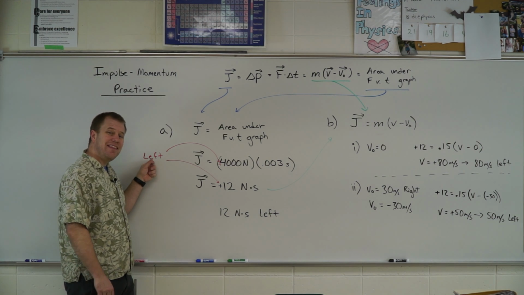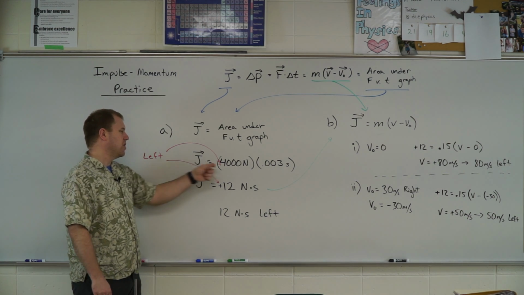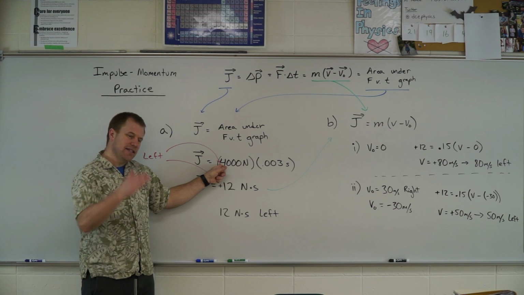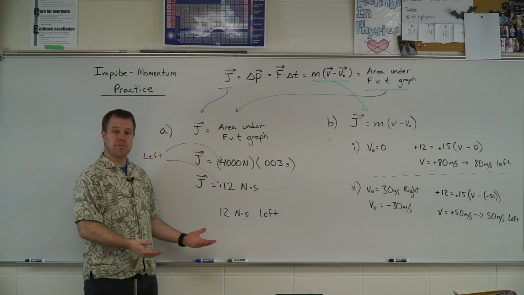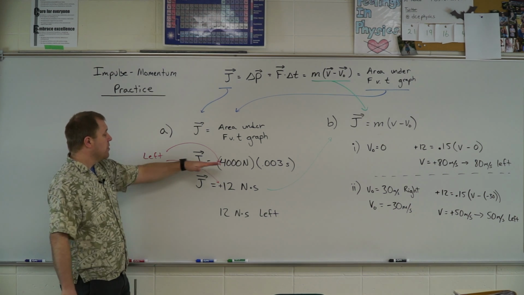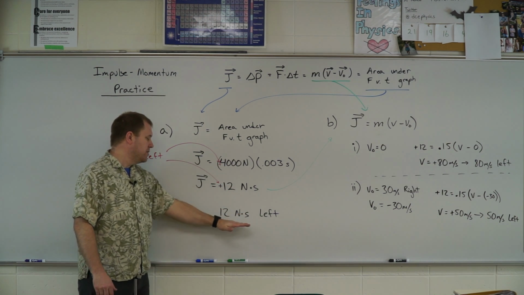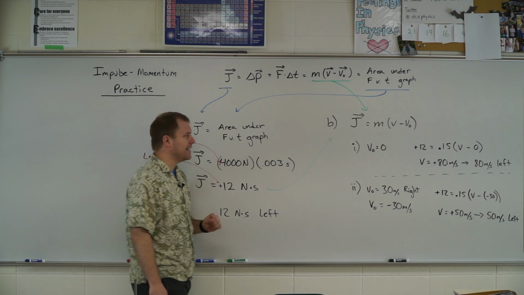Also, it noted that this was a force to the left. So when we saw it above the axis, this positive is telling me left. That means if I get a negative number, it's to the right. So I go ahead, calculate that area. You got yourself 12 Newton seconds left.